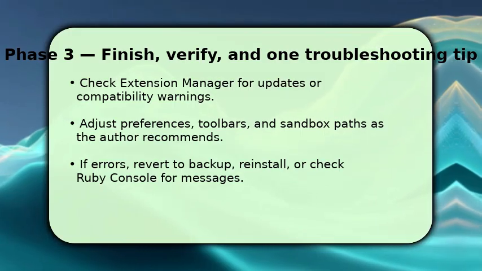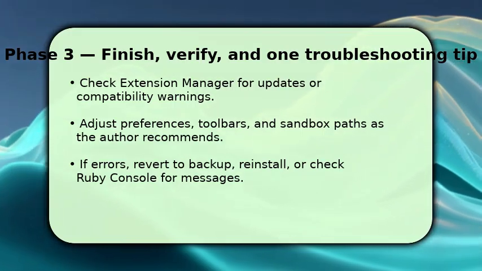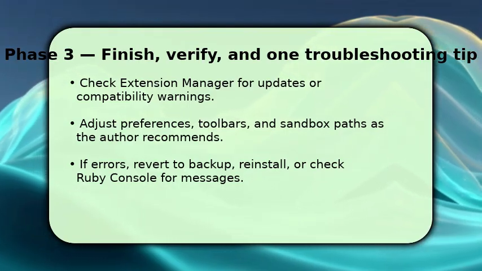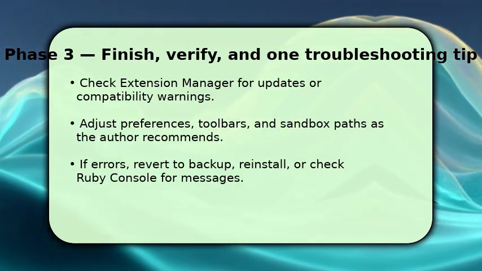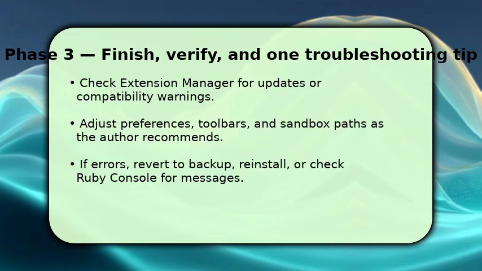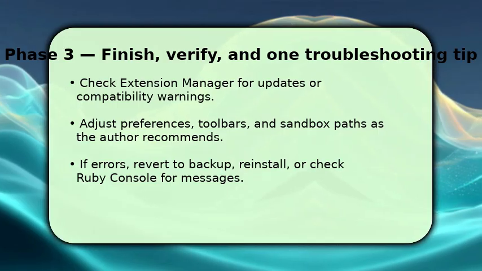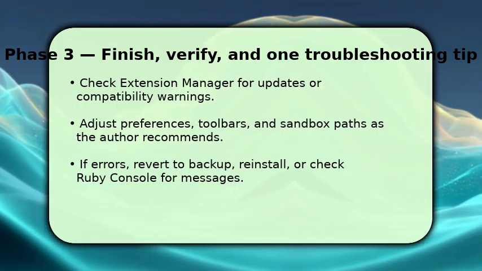If something goes wrong, first open the Ruby console to capture error messages. This tells you what failed. If errors persist, revert your backup or uninstall, then reinstall the RBZ. One key troubleshooting tip: incompatible SketchUp versions or duplicate scripts commonly cause failures.